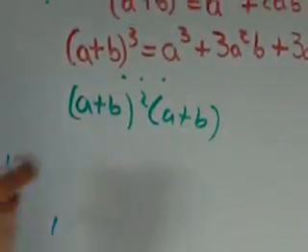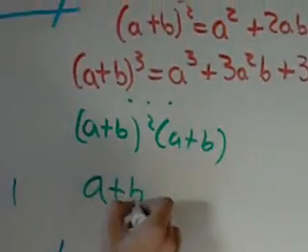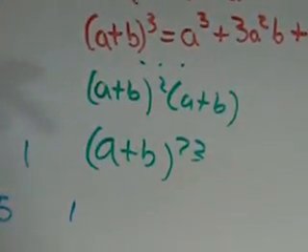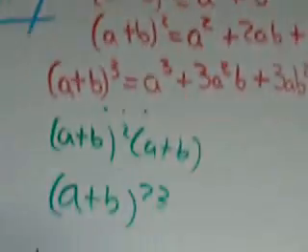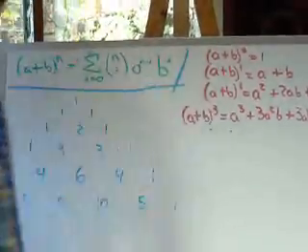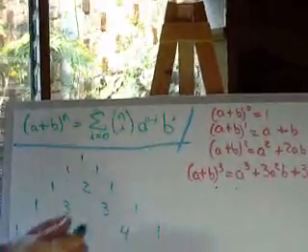So, if I wanted to calculate, let's say, a plus b to the 73, I would need to calculate all the other ones before it, and that would take probably a couple of days before I could even get close. So, to do that faster, I'm going to talk about what are called combinations.